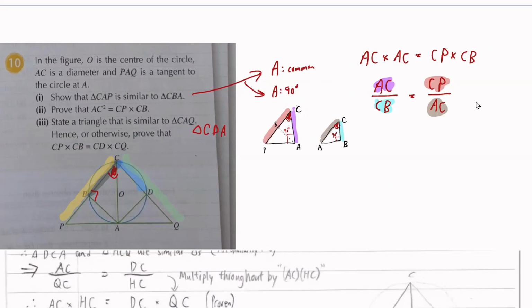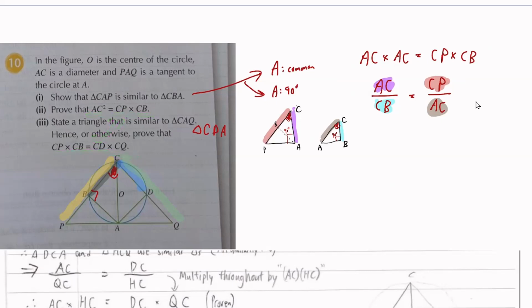Why is this part under part 3? It means you have to use part 1 and part 2. CAP is similar to CBA, you compare.